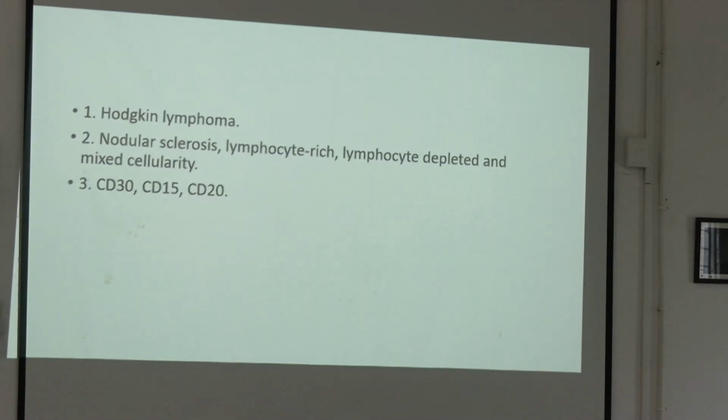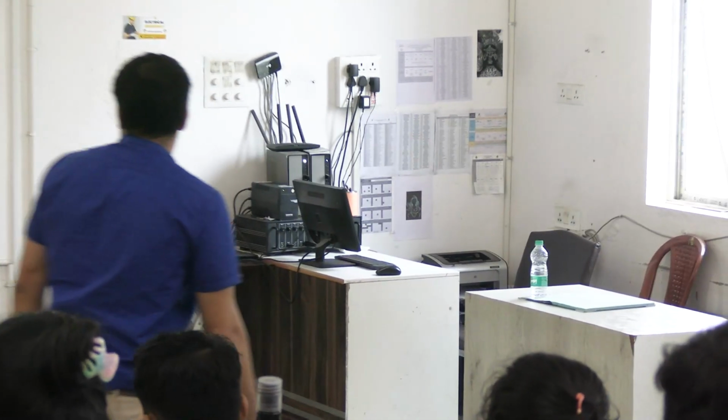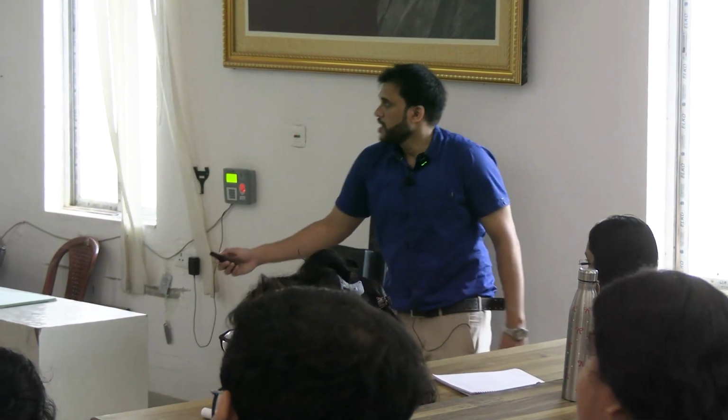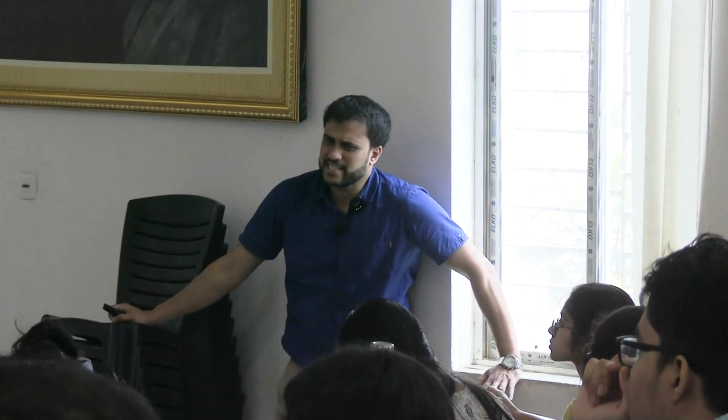Mention the various types of Hodgkin lymphoma. You know this: nodular sclerosis, lymphocyte rich, lymphocyte depleted, mixed cellularity, etc. And these are the markers: CD15, CD30, CD20. Which markers are positive for neoplastic cells? Again, markers are more important.